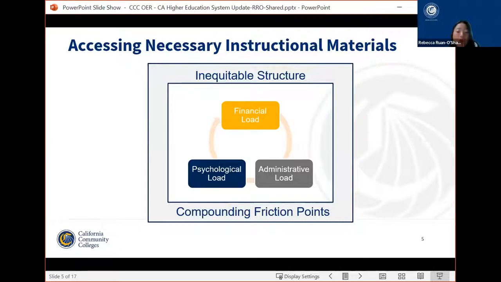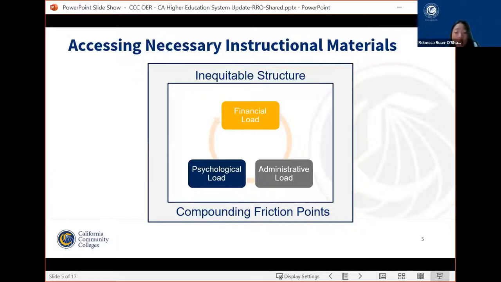Now, when we think from a student's perspective, particularly those who lack financial resources, they are already starting from a deficit. Right, so it's textbook purchase time. They have no money to pay for textbooks. So they need to hustle, right? They need to find alternative sources. They work more. They might skip meals. The financial load they have to shoulder is obvious.